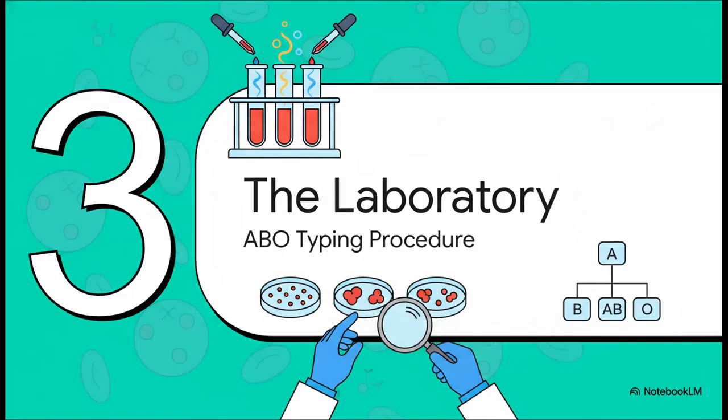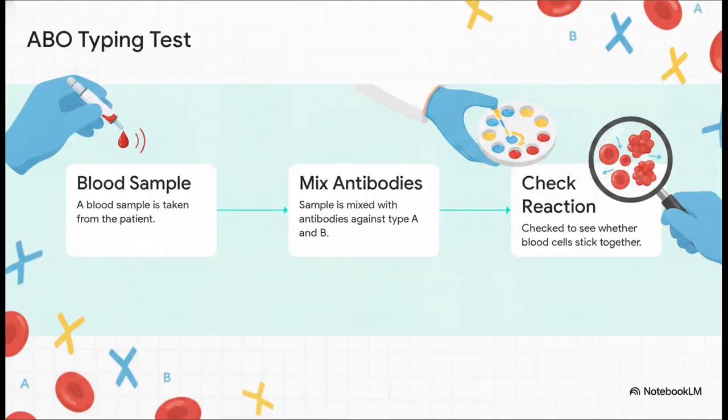Section 3. The lab and the ABO typing procedure. Let's move on and see how this builds into real-world medical practice. How do doctors actually figure out which of those 8 groups you belong to? Well, we step into the lab and play medical detective. The ABO typing procedure is brilliantly simple. Step 1, take a blood sample. Step 2, mix that unknown sample in a tray with known antibodies against types A and B. And step 3, observe closely. We're looking for one very specific clue. Do the blood cells stick together?